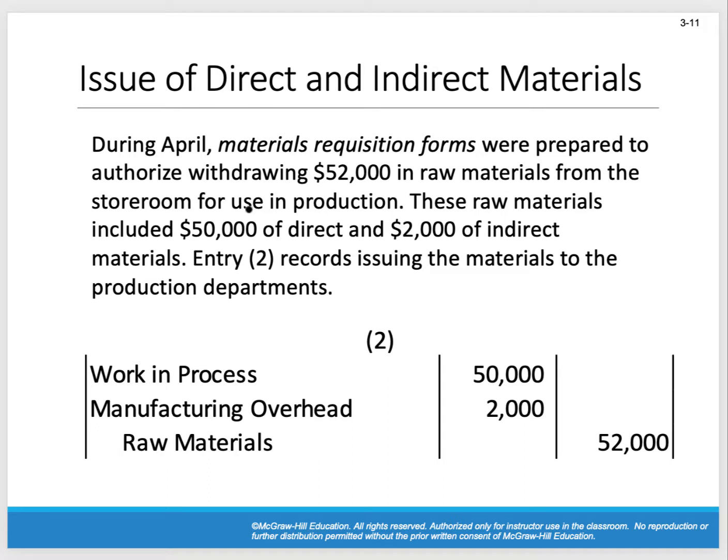So we're going to get $52,000 of raw materials, and we're going to take those raw materials physically, move them from the storeroom, and put them on our shop floor. And we'll say our shop floor is that bucket that holds our work in process inventory accounts. They break down that 52 grand for us. They say 50,000 of that is direct material, 2,000 of that is indirect material.